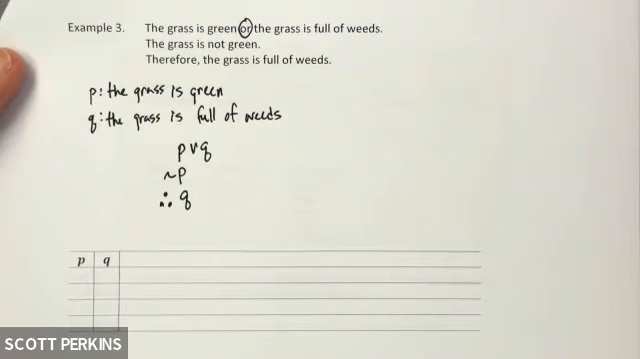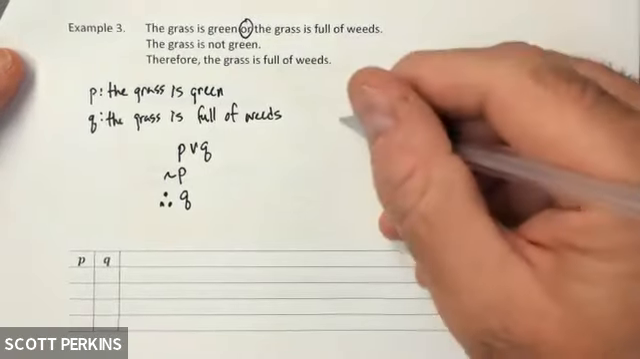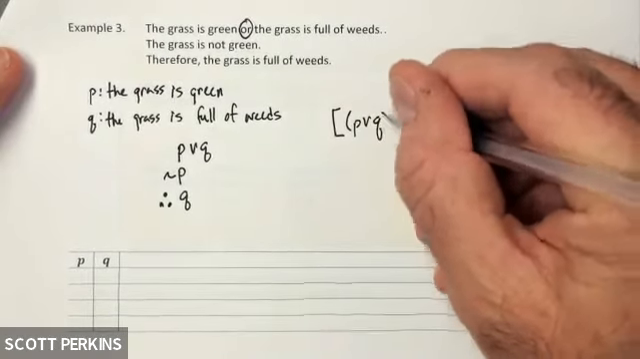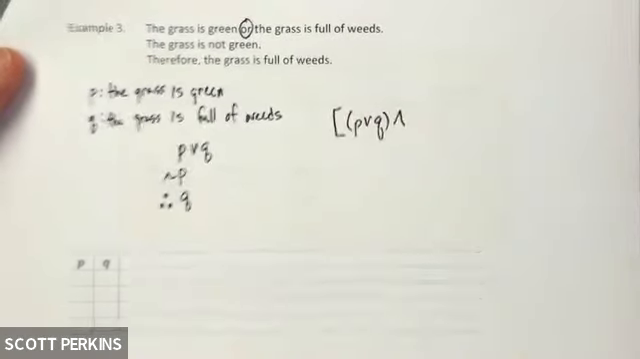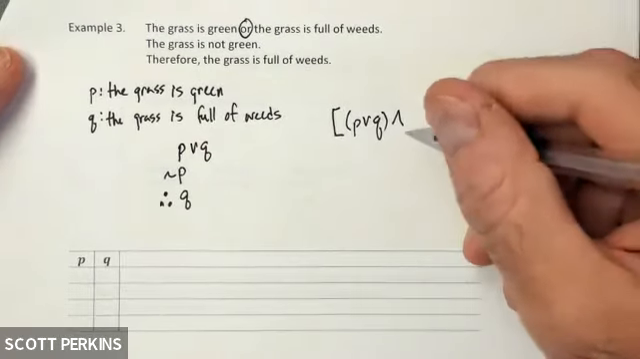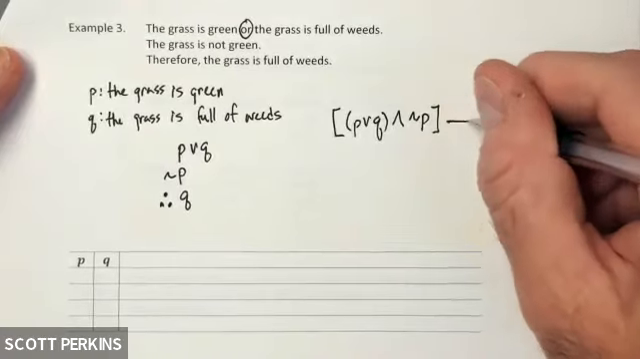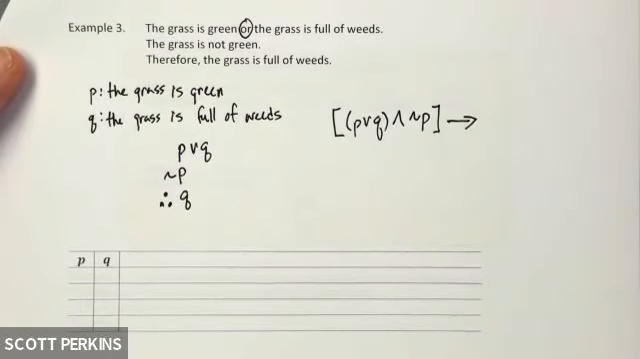So now I'm going to form the argument. The argument is formed by taking my premises, which is P or Q, and joining it with and. You always use an and. Then my other premise is squiggly P. And I want to know, does that always produce Q?